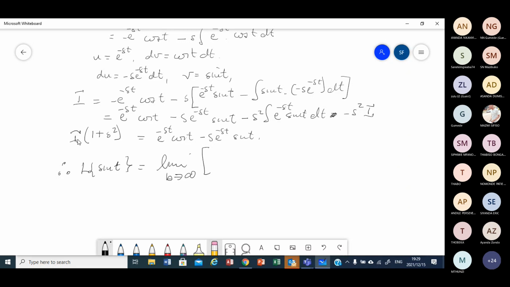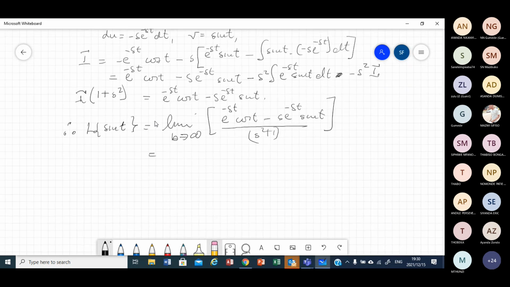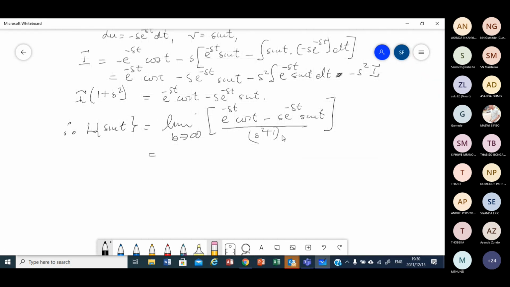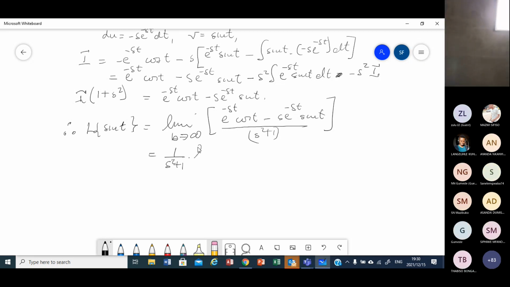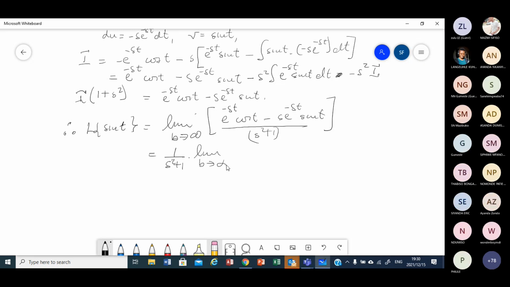So now if I make I the subject of the formula here, I'll have to divide by that. So this becomes e to the minus st cos t minus s e to the minus st sine t, divided by s squared plus 1. But what I've divided with here is a constant. There's no t here. I can take it in front. It's 1 over s squared plus 1. Then the limit as b goes to infinity of, don't forget, 0 and b.